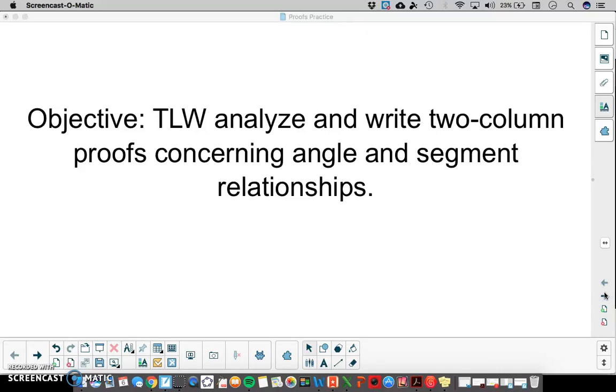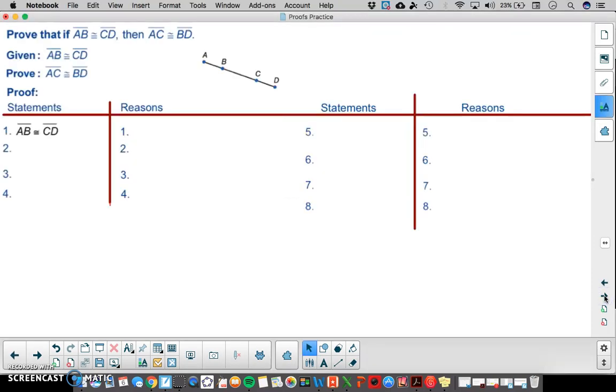In this video, the learner will analyze and write two-column proofs concerning angle and segment relationships. First, we're going to go through a proof together. We're going to prove that if AB and CD are congruent, then AC and BD are congruent. So we always start off with our given statement here.